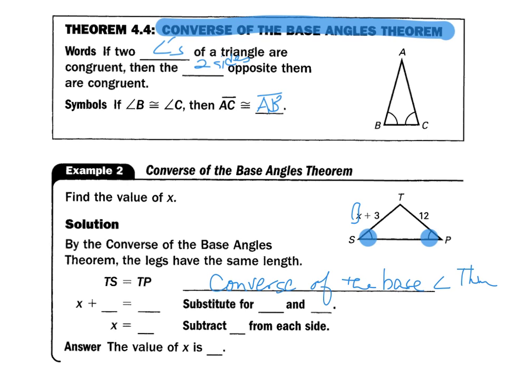TS has to equal TP, right? If the two angles are congruent, the two sides opposite them are congruent. And therefore, x plus 3 has to equal 12, because TP is 12 and TS is x plus 3. And if I do my arithmetic correctly, I subtract 3 from both sides, and my answer for x is 9. The math part is not hard. The understanding of it is, and make sure you know how to state the theorems correctly.